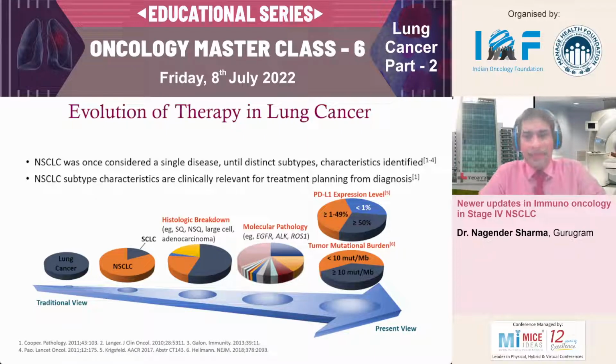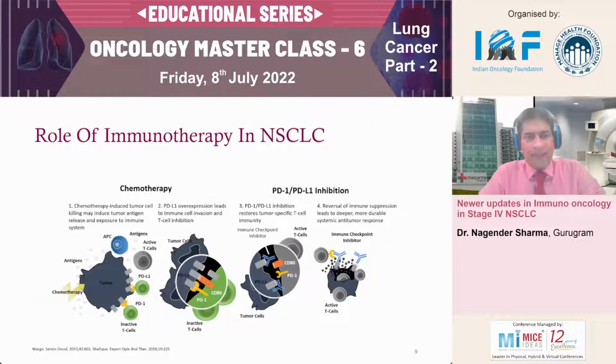Then came PD-L1 expression, in which we have less than 1%, 1% to 49%, and greater than or equal to 50%. Tumor mutation burden also came into existence recently, in which mutations are either fewer than 10 mutations per megabase or greater than or equal to 10 mutations per megabase. So there is a definite role of immunotherapy. It has changed the management of NSCLC.